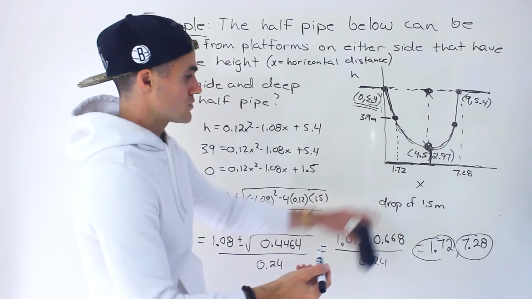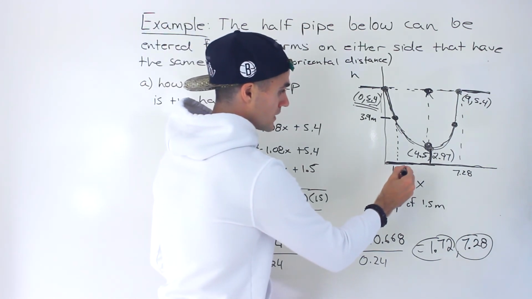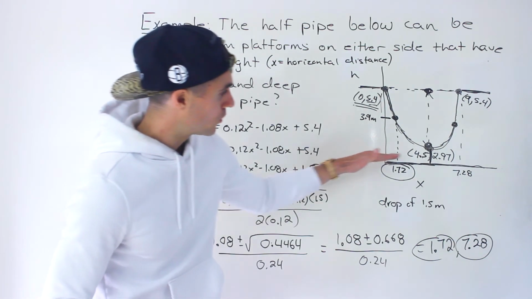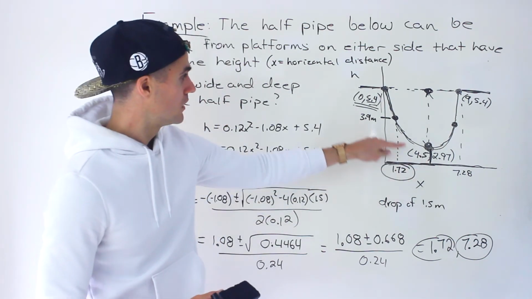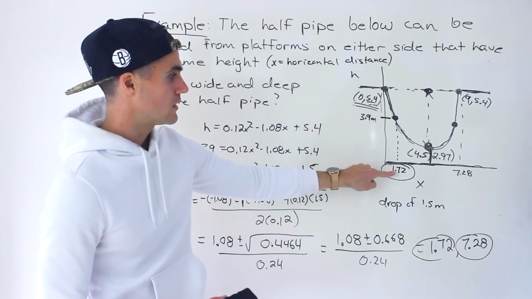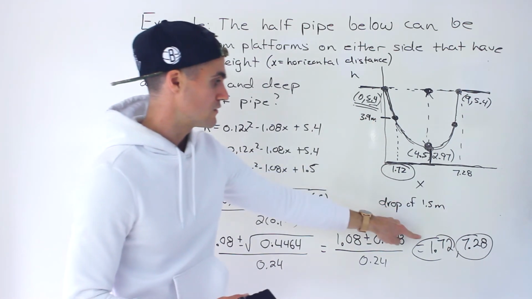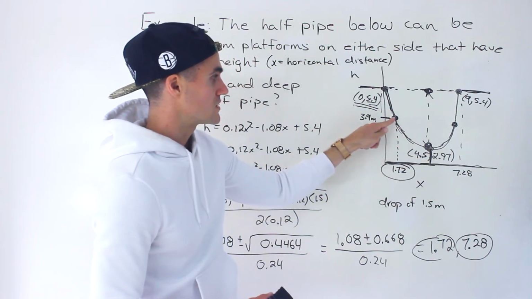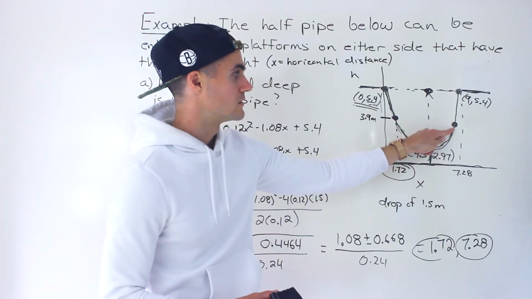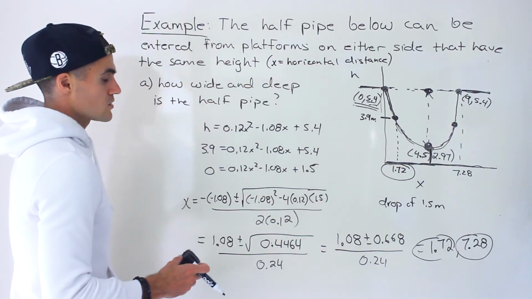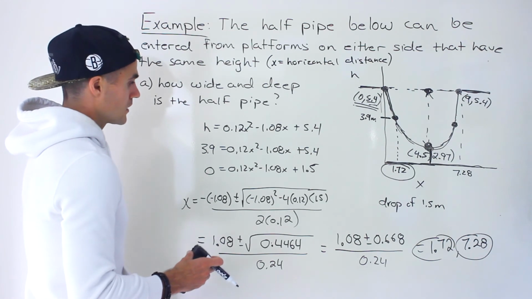And so the answer to part B, part 1, is this 1.72 meters. That's how far horizontally you have to travel in order to achieve a drop of 1.5 meters, right? That's 1.72. It's the first x value here, and then this other x value, that other horizontal distance, represents when you come back to that height of 3.9 meters again. So that's it for part 1 and part B.